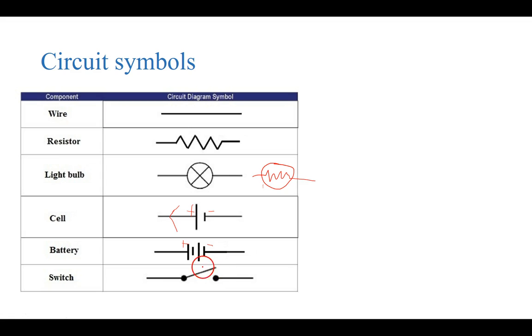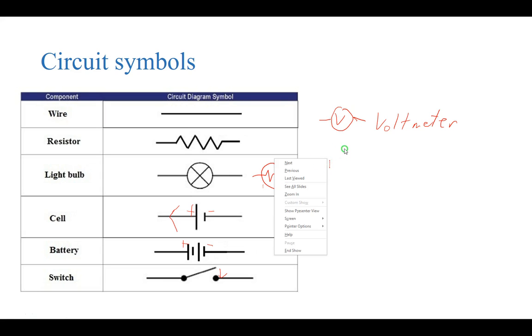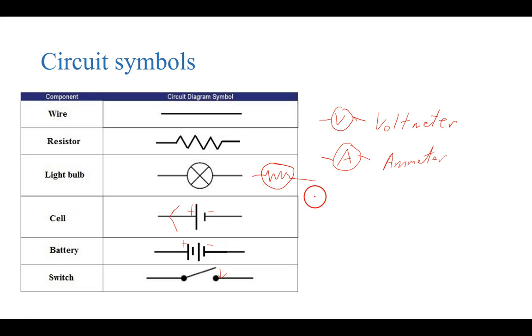A switch just looks like this, an open. This would be an open switch before the circuit works. If you push it down this way, you're going to close the switch. Some other symbols that we see, one is a V with a circle. This is called a voltmeter. This is what's used to measure voltage. And an A with a circle is called an ammeter, and this is used to measure current.